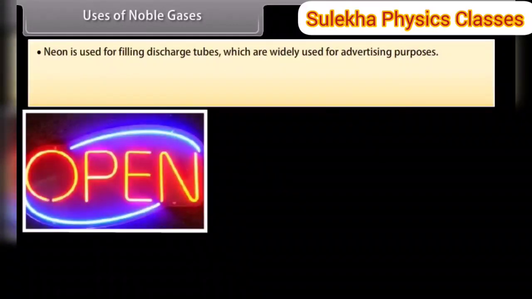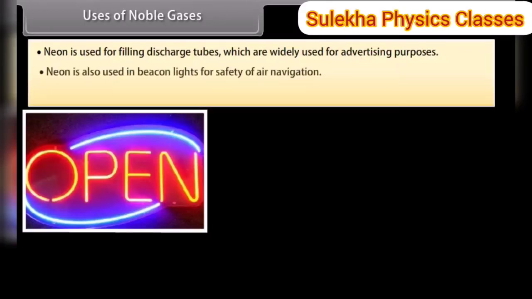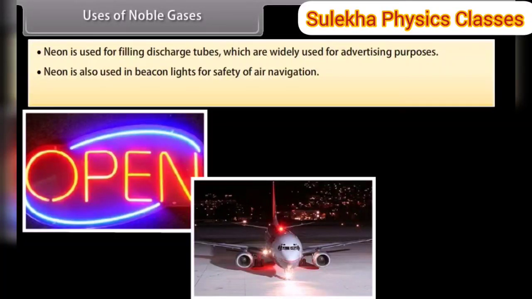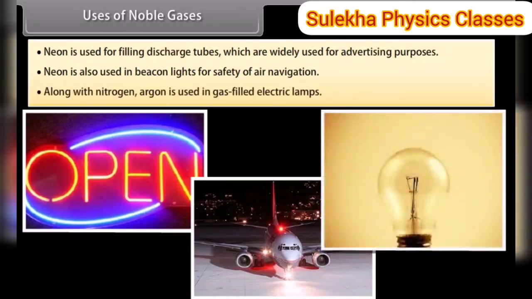Neon is used for filling discharge tubes, which have characteristic colors and are widely used for advertising purposes. Neon is also used in beacon lights for the safety of air navigation, as the light possesses fog and storm-penetrating power. Along with nitrogen, argon is used in gas-filled electric lamps because argon is more inert than nitrogen.